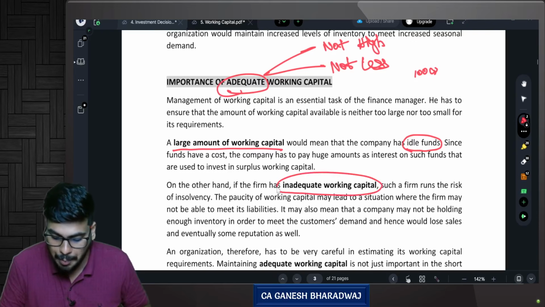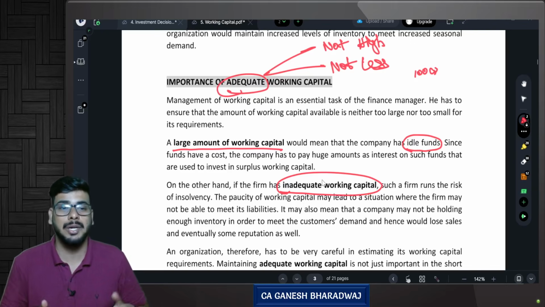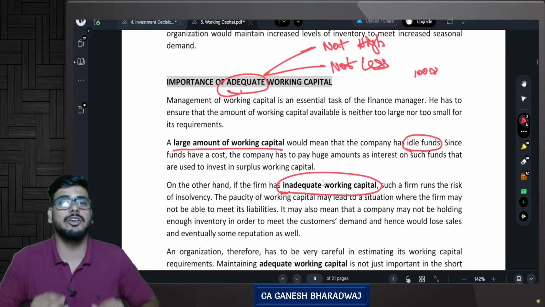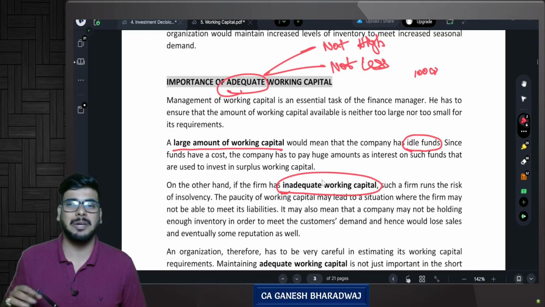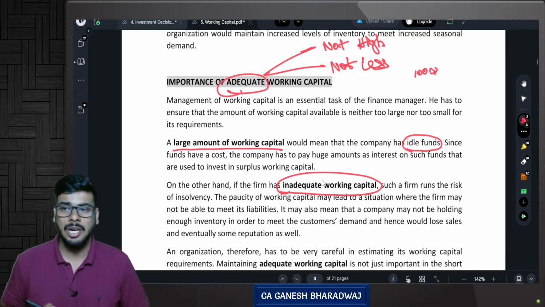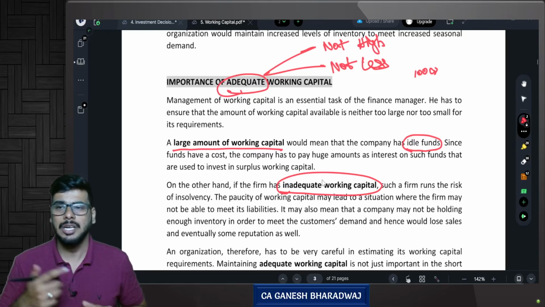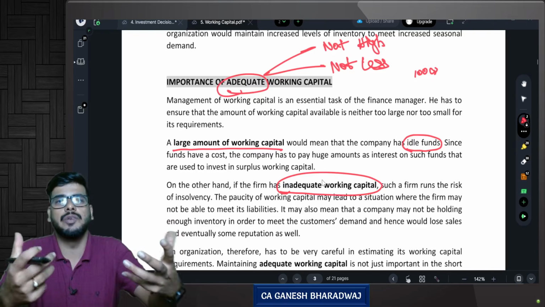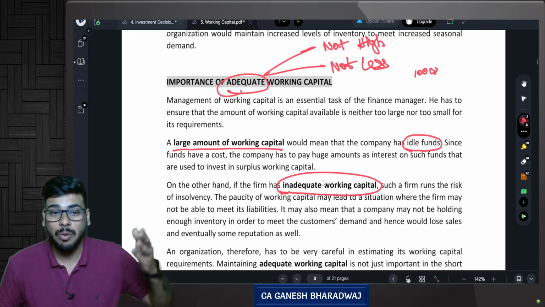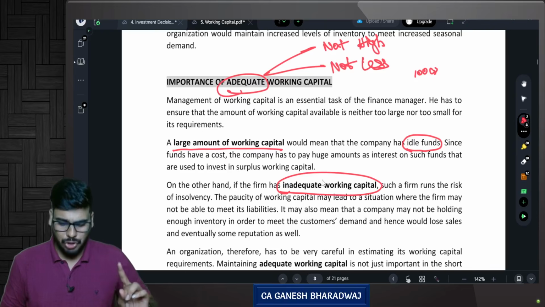That is also bad. Inadequate working capital. If you have a lesser working capital, what will happen? You will not be able to meet your day-to-day commitments. Let us say you are investing a lesser amount of money in purchasing your stocks and all that. You get a huge order today. He's saying, I immediately want this particular order, so give it to me. Because of lesser working capital, you are not able to fulfill that order. So now what happens? You are losing out on your business. So there will be some opportunity losses and all. So this is what it is.